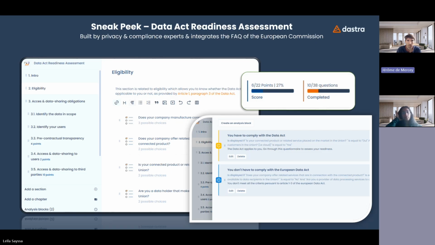So you need, of course, to log into Dastra. It is very easy. You can make a trial, for example, to have access to this questionnaire. And of course, we encourage every DPO to do this assessment in your industry, because maybe sometimes we don't know exactly what we need to do. We don't know if we are involved in this Data Act thing. So this is a great way to start a documentation, to start thinking about it, and to prioritize your action on the Data Act.